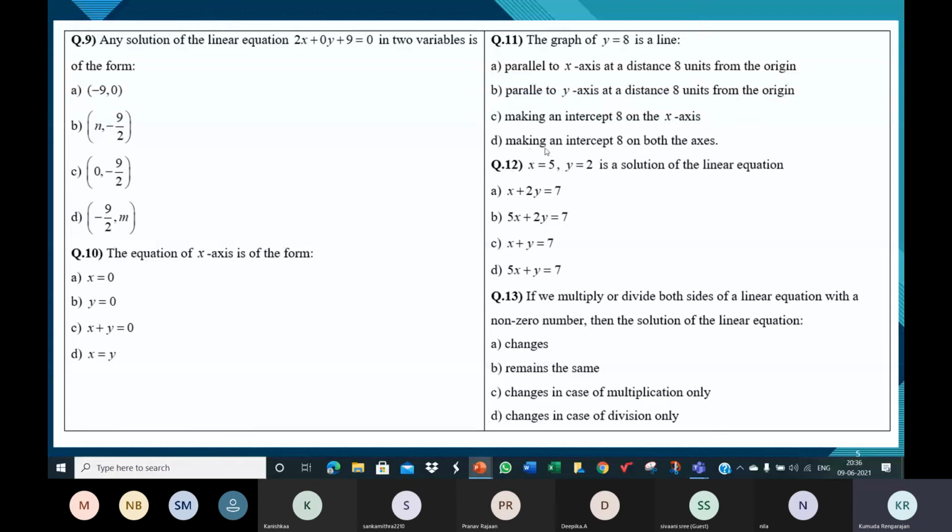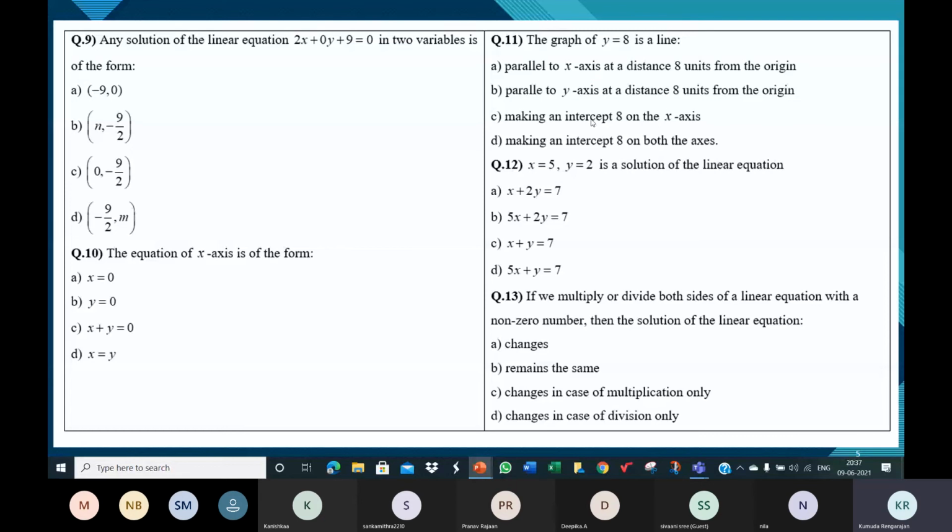That's the meaning of this. Making an intercept 8 on both the axes means the graph line meets the x-axis at 8, 0 and the y-axis at 0, 8. So that means it intersects both the axes. That's not possible because it's parallel to the x-axis. It cannot meet the x-axis. So this one is the correct option.